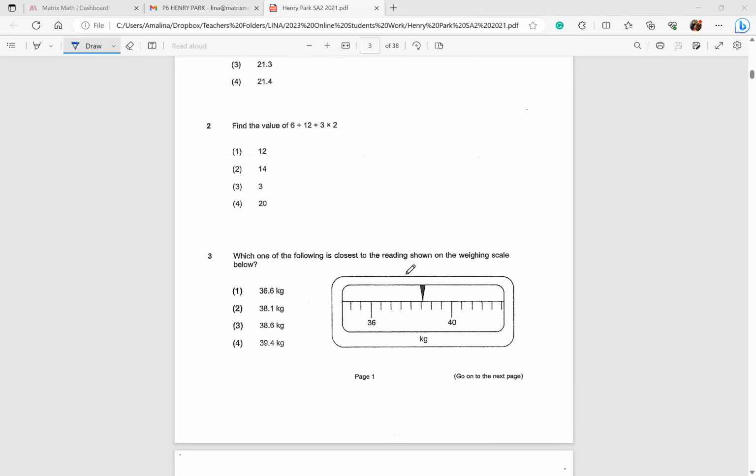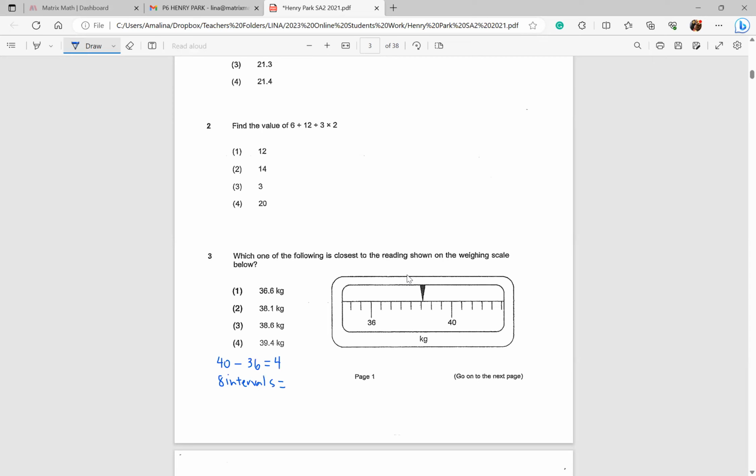Now for question 3, which one of the following is closest to the reading shown on the weighing scale below? So you're given this scale. Now, first thing, if you want to find the measurement over here, we will try to look for the range. So from 36 to 40, I will subtract first. I'm trying to find my one interval. So I get 4. And then when you count the intervals or the gaps from 36 to 40, 1, 2, 3, 4, 5, 6, 7, 8. There's 8 intervals.